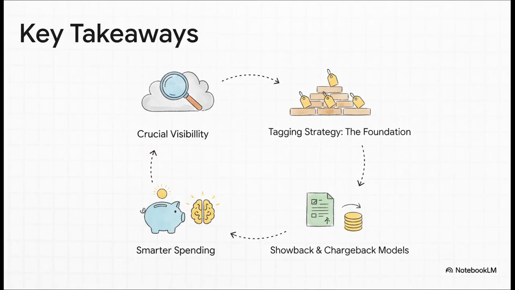All right, let's wrap this up with the key takeaways. First, allocation gives you that crucial visibility into who is spending what. Second, tagging is the foundation that makes the whole thing possible. Third, showback and chargeback are your best tools for driving accountability. And finally, this whole process lets you spend smarter and create budgets that aren't just a wild guess.